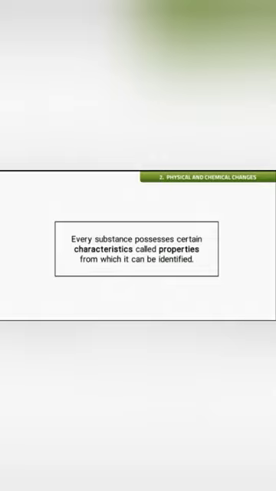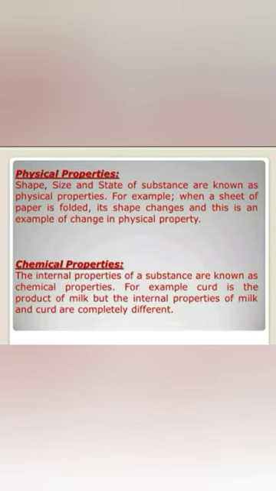Every substance possesses certain characteristics called properties from which it can be identified. These properties are of two types: physical properties and chemical properties. Physical properties are the properties that are associated with physical change, such as shape, size, state, color, appearance, etc. For example, when a sheet of paper is folded, its shape changes. So this is an example of change in physical property.